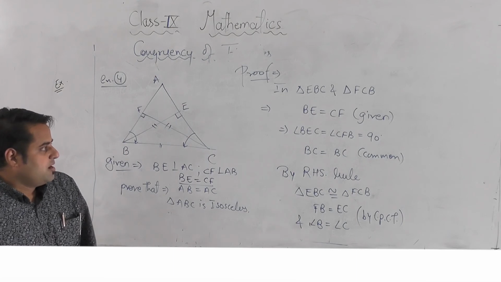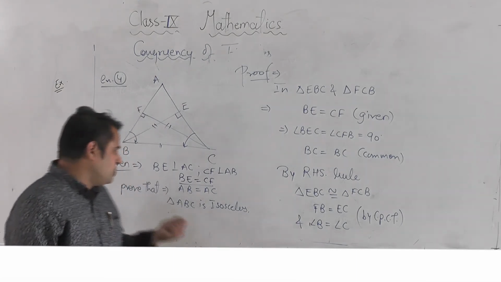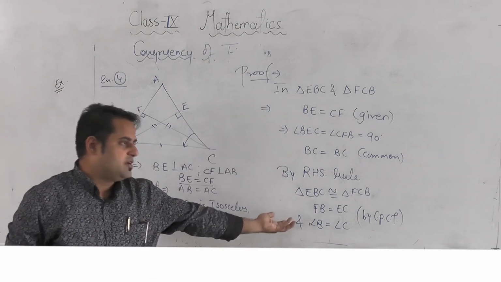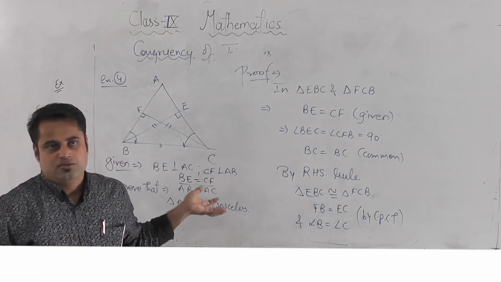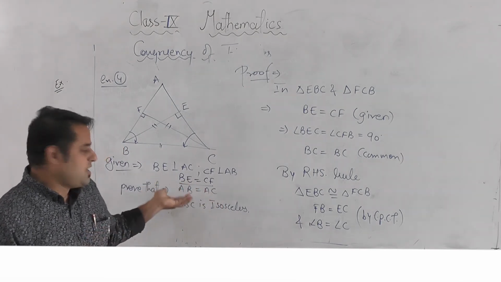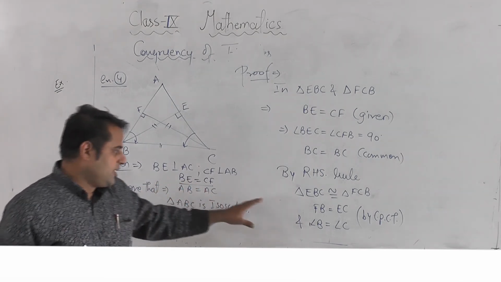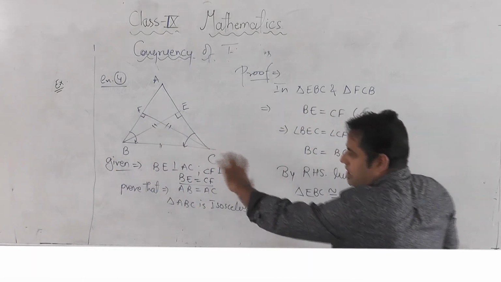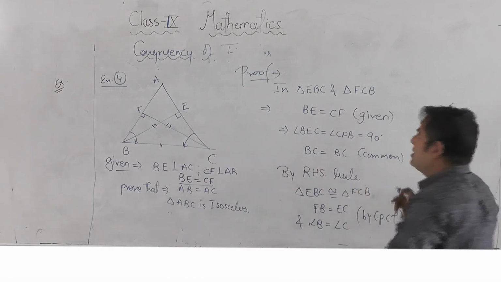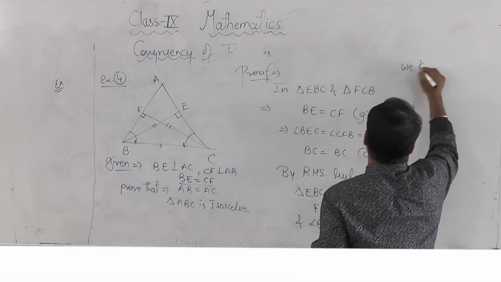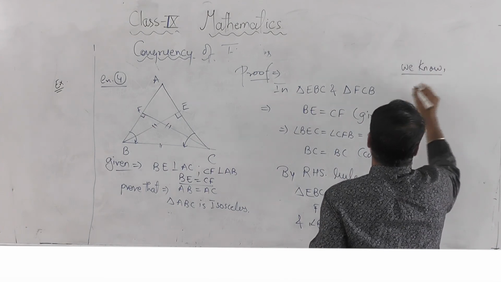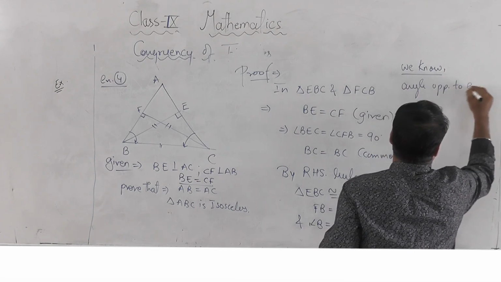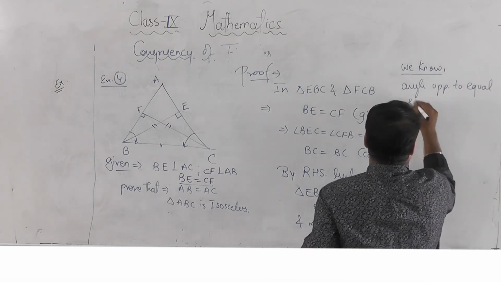Now our question is, we need to prove that AB and AC are equal. So what we have is different from what we have to prove. So what we are doing here, now see the result. Angles B and C are equal. That means what? Opposite angles are equal. And we know that sides opposite to equal angles are equal.